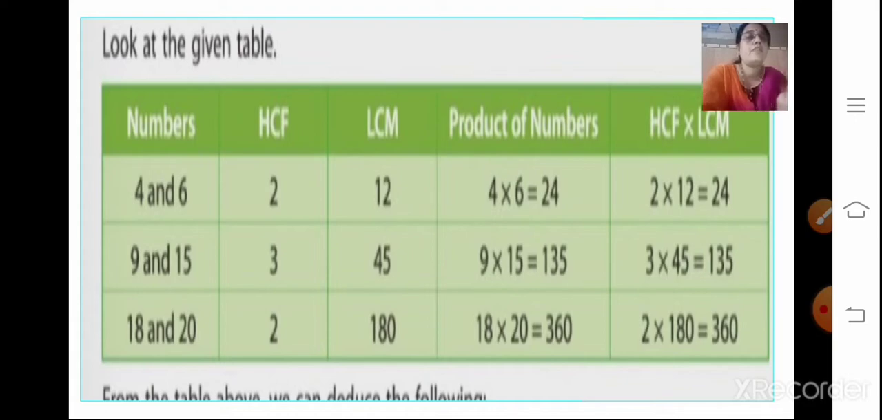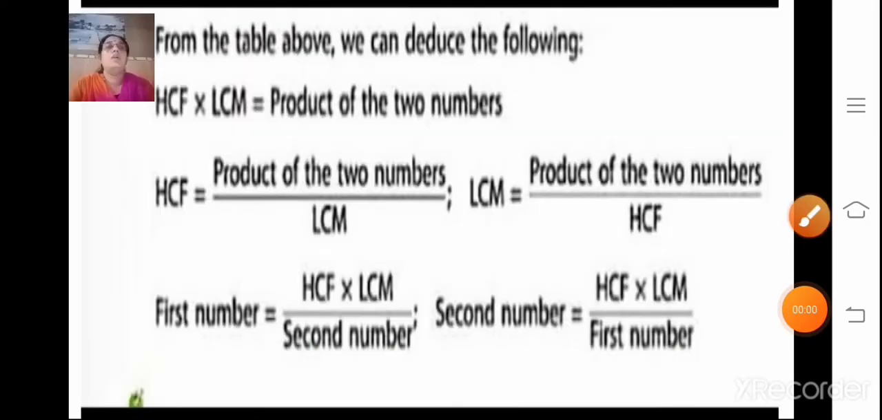The HCF of 9 and 15 is 3, whereas the LCM of 9 and 15 is 45. Now, when you multiply the two numbers, 9 and 15, you get the product as 135. At the same time, when you multiply the HCF and LCM, you also get the answer 135. So in short, we can say that the product of two numbers is equal to HCF into LCM.